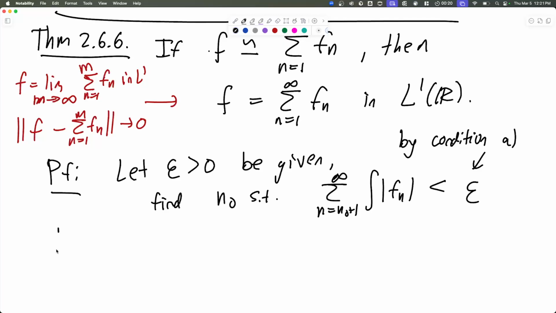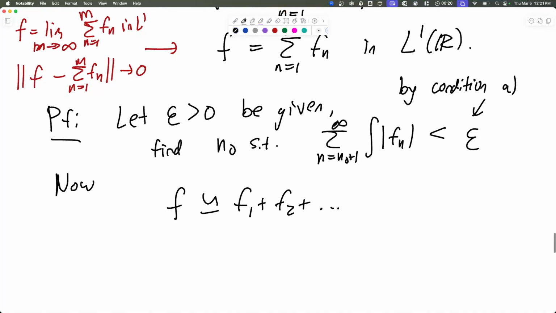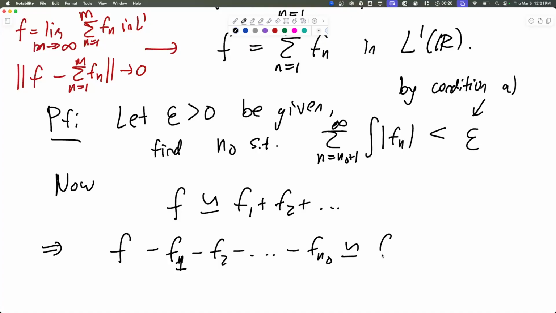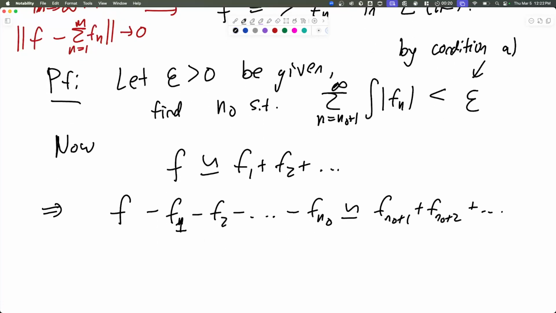Okay. Now, we have f was equal to f1 plus f2 plus ... And therefore, we can subtract some finite number of terms, f minus f1 minus f2 minus ... minus fn naught, and that will be equal to fn naught plus 1 plus fn naught plus 2 plus ... Okay. So it's okay to subtract finitely many terms.